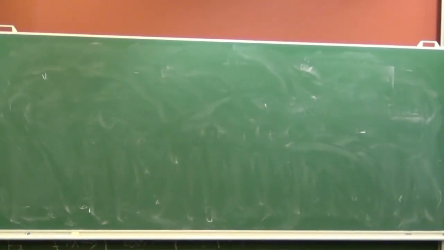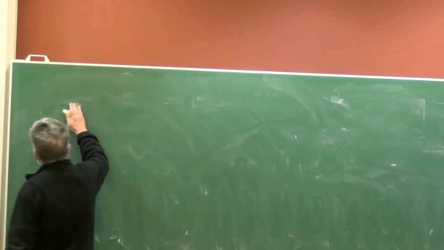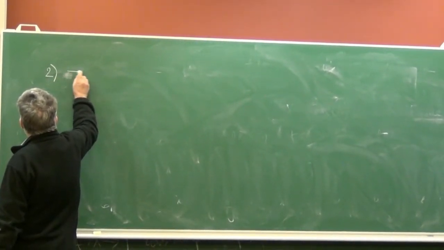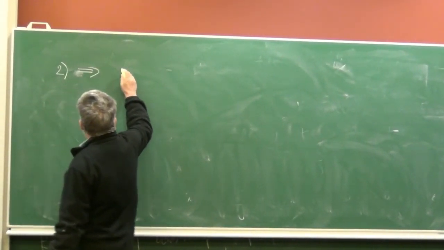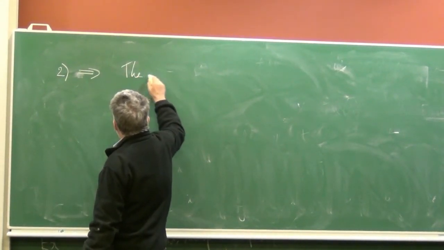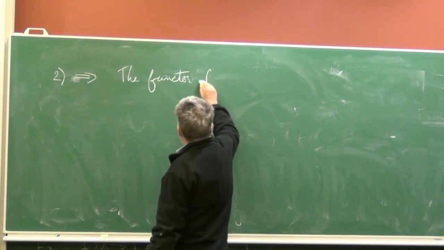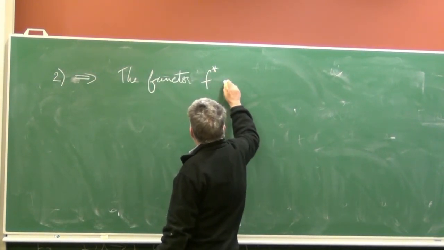So, what is an elementary topos now? What happens is that axiom 2 implies that the functor f star has a right adjoint.